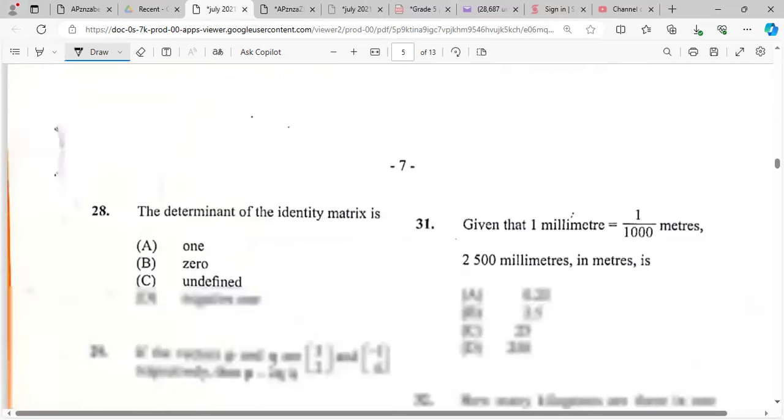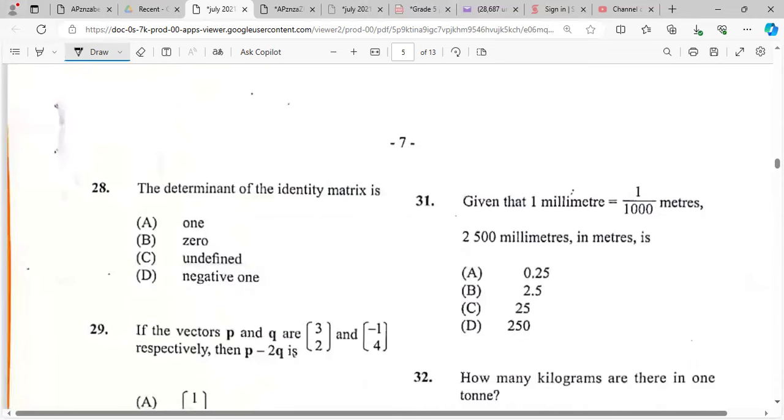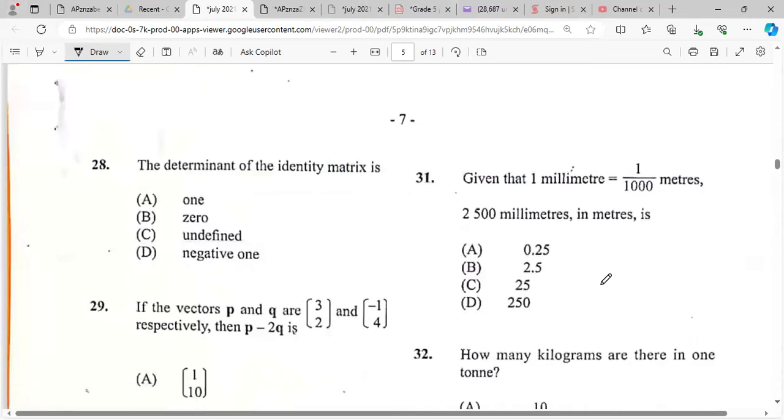Let's look at another one. It says the determinant of the identity matrix is, so first let us write the identity matrix, and that's 1, 0, 0, 1. And if we are to find the determinant, it's going to be A times D, which is 1 times 1, minus 0 times 0. Of course, this gives you 1 minus 0. So our final answer is 1, which is A. All right.